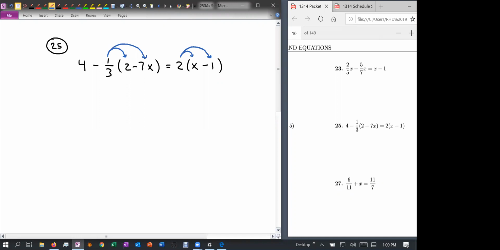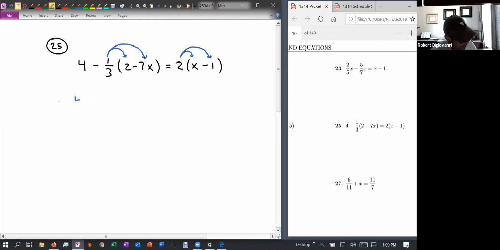Okay, let's do that. Okay, so we'll have 4. So that is 4. Now let's do that first multiplication. It's negative 1/3 times 2. So negative 1/3 times 2 over 1. What does that give us if we multiply that? Just go straight across.